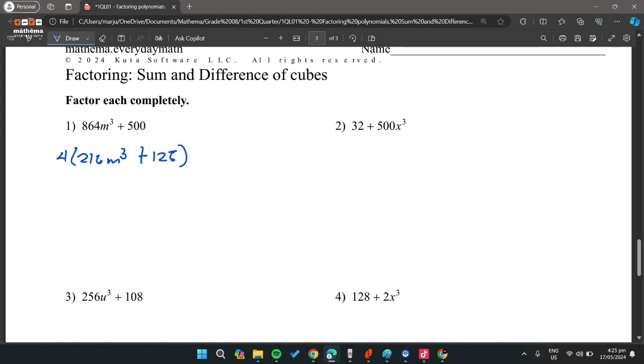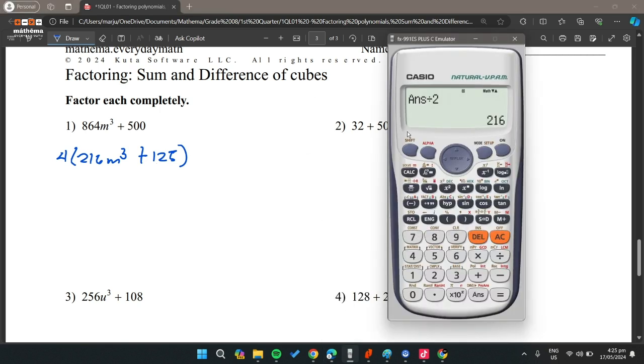Alright? So is this our final answer now? The answer should be no, alright? We are not yet done. Why? If we're going to look at 216, 216 is actually a cube number, alright? Let's do a cube root of 216. Actually, that gives us 6, alright? And 125 is actually a cube number as well. That should give us 5, right?